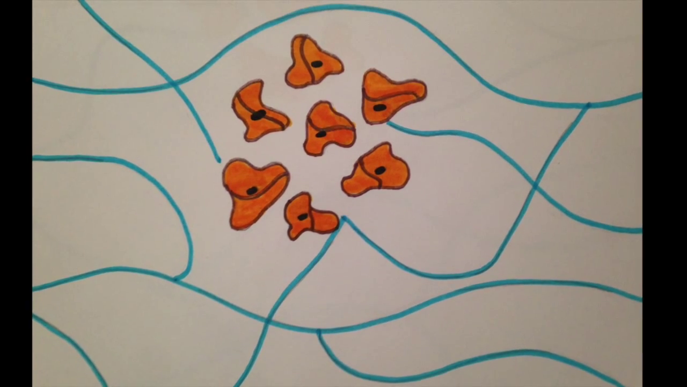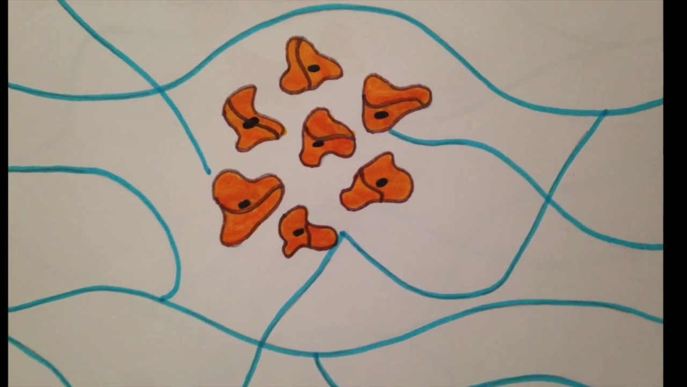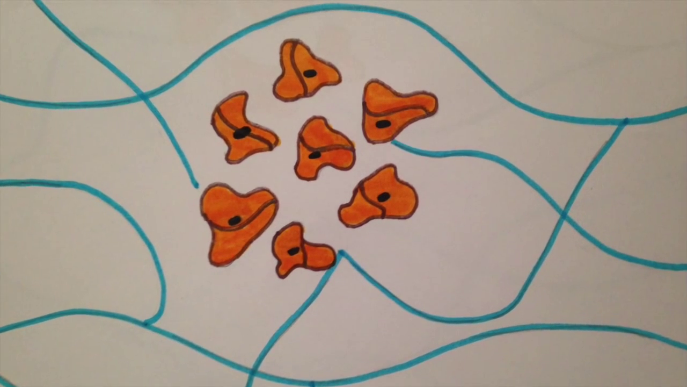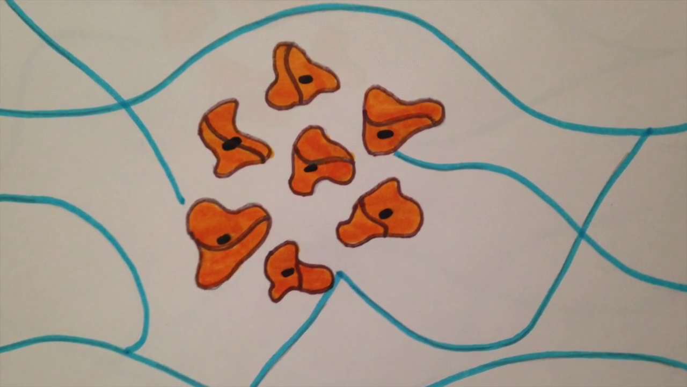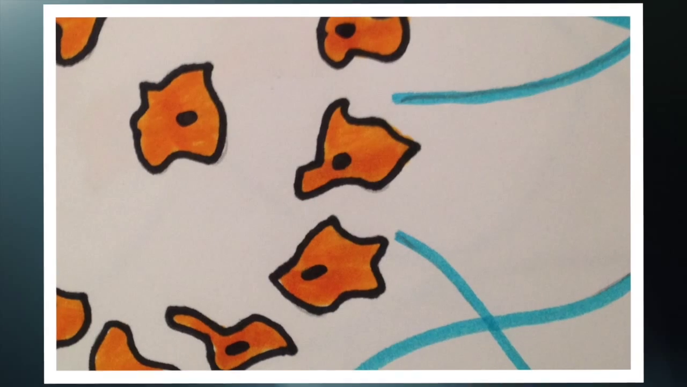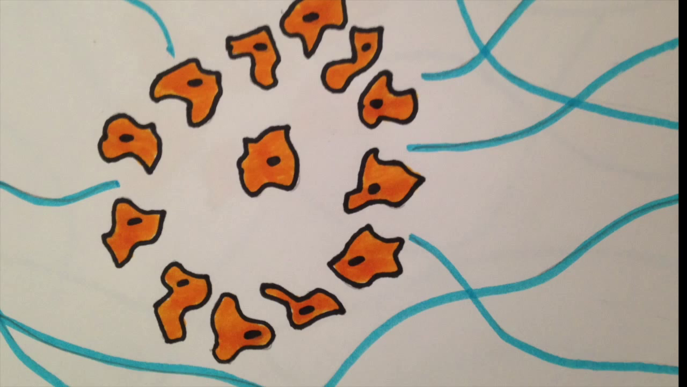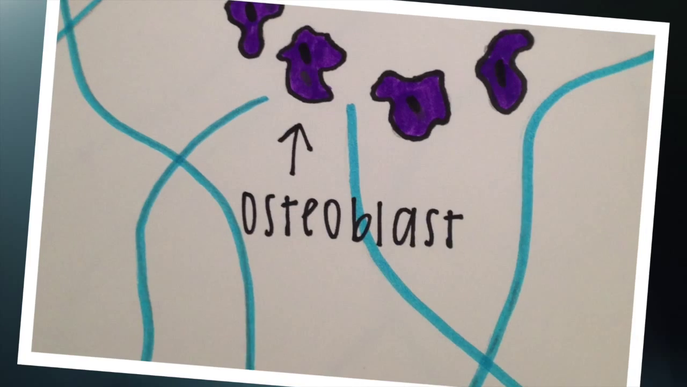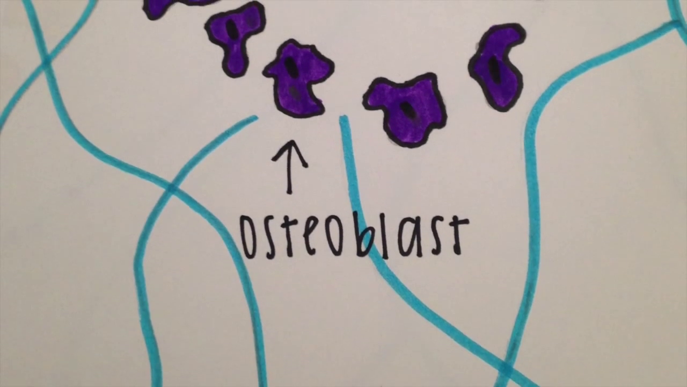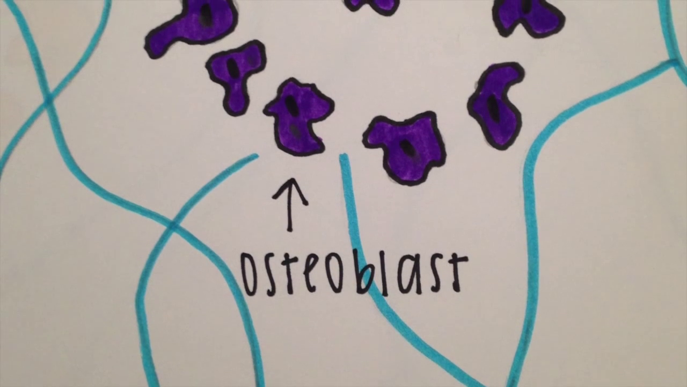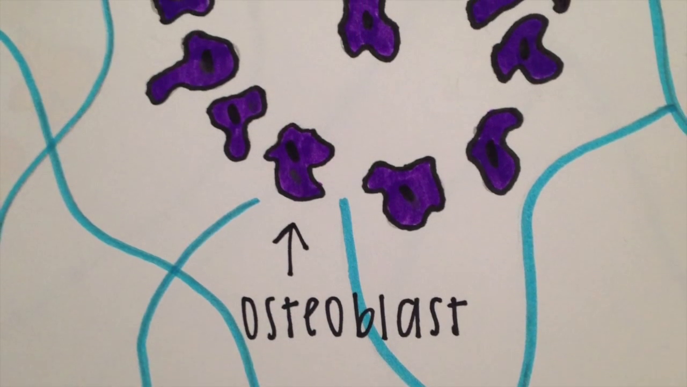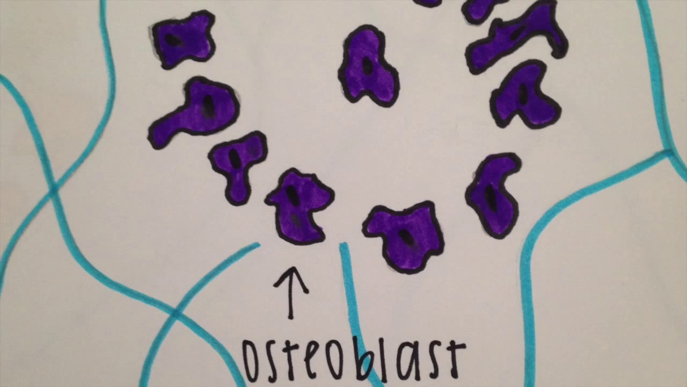Once the mesenchymal cells have come together, they soon begin to replicate themselves. The brown line within each cell shows the division of the cell. Now, looking like this. After ample replications, the mesenchymal cells individualize into osteoblasts. Notice the color change from orange to purple.